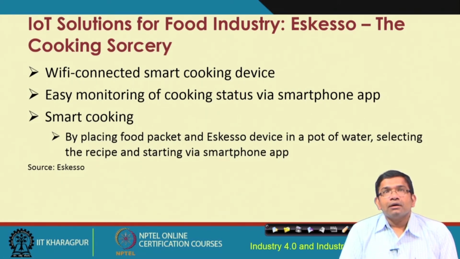Eskeso is a company that has the Cooking Sorcery product, which is basically for smart cooking. They have this Wi-Fi connected smart cooking device that can help in easy monitoring of the cooking status via the smartphone app. Smart cooking basically helps by placing the food packet and Eskeso device in a pot of water, selecting the recipe and starting via the smartphone app, you can get your food cooked in a smarter way through minimal involvement.